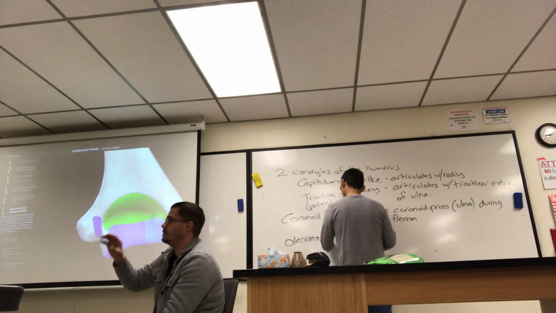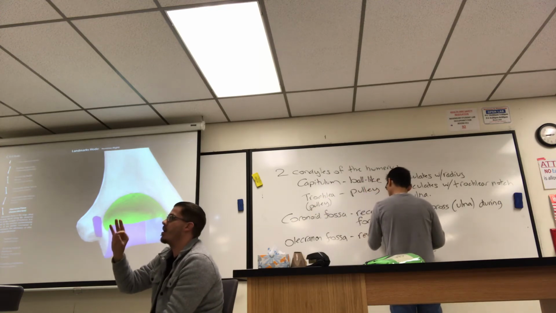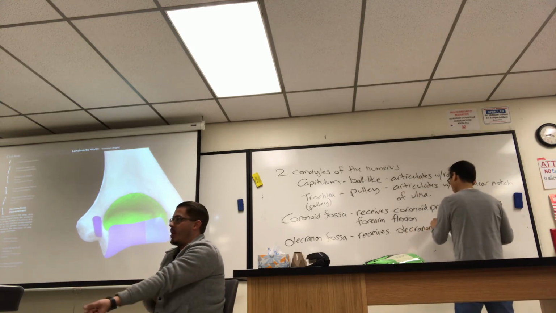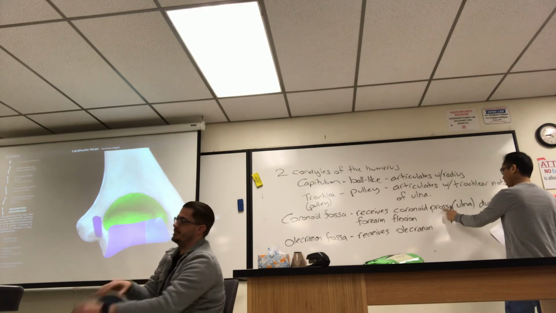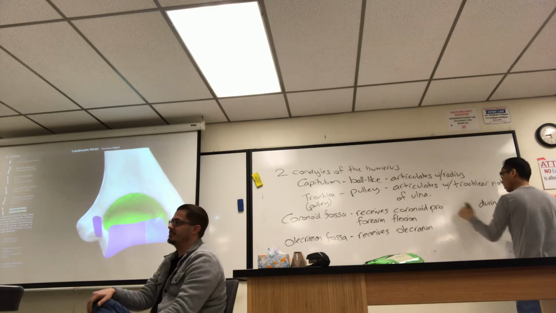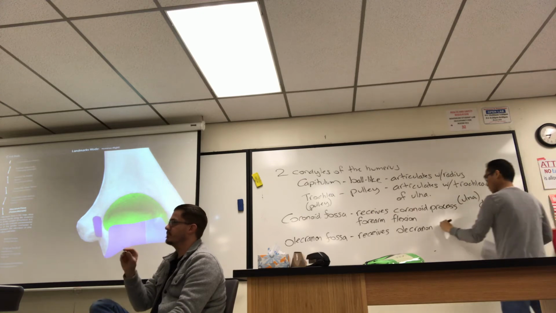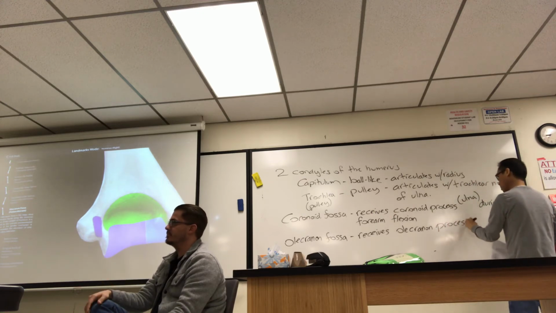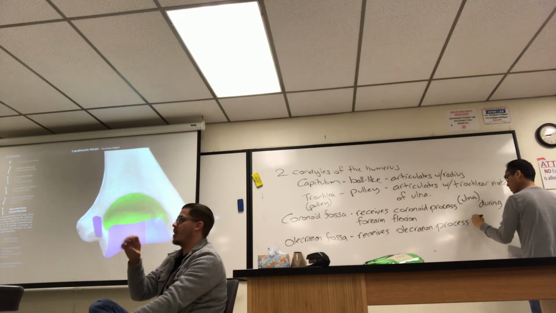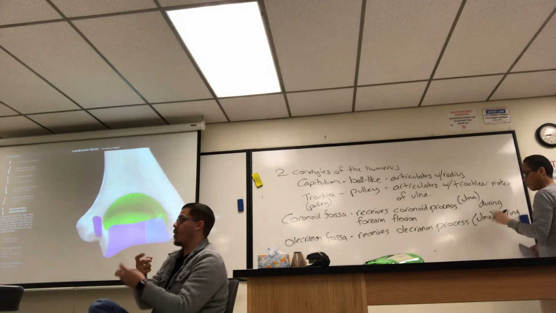So olecranon fossa in green receives olecranon process. Oh, whoops, I misspelled process there. So the olecranon fossa receives olecranon process, that's also of the ulnar bone, during forearm extension.